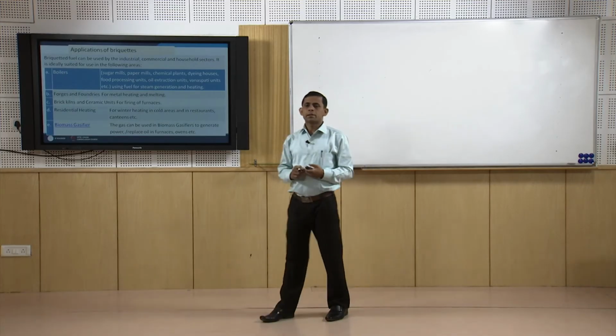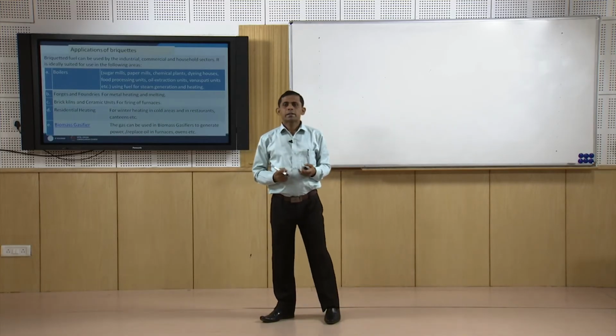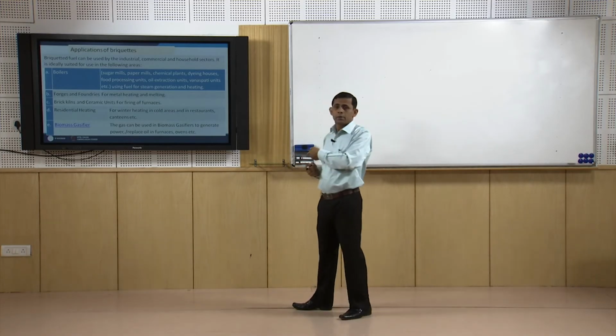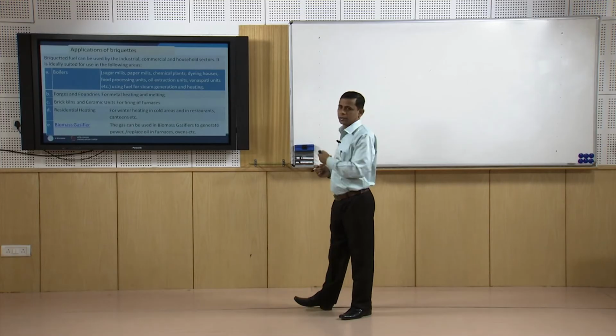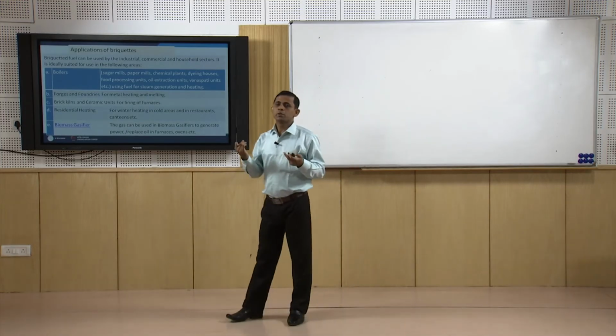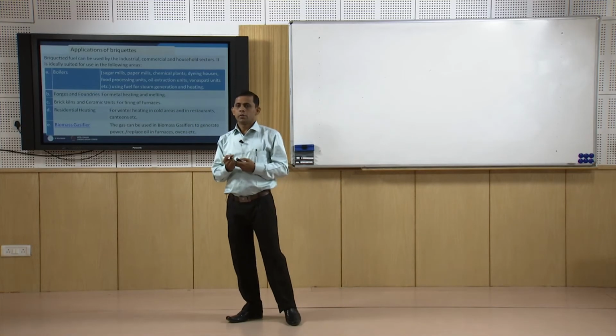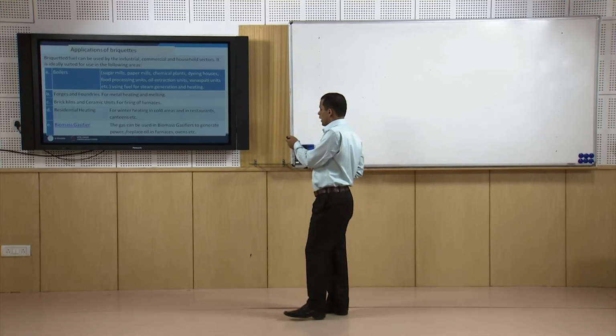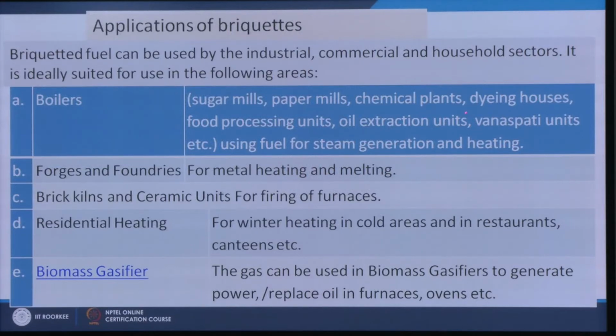Now, we will see the applications of these briquettes. The briquettes can be applied in many cases. Few are reported here. The one is boilers. The briquettes can be used in boilers to produce flue gas, that can be used for the production of electricity or heat. So, boilers in sugar mills, paper mills, chemical plants, dyeing houses, food processing units, oil extraction units, Banaspati units, etc. And forges and foundries for metal heating and melting, the briquettes can be used.